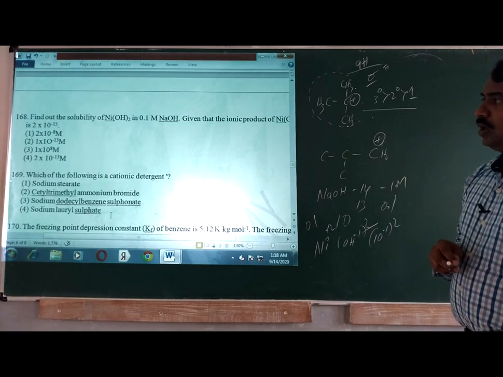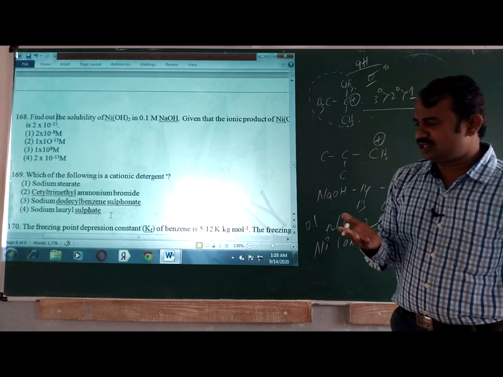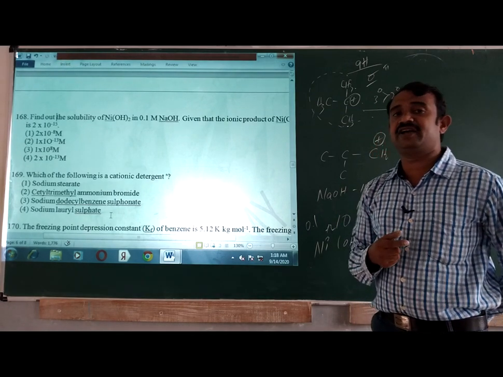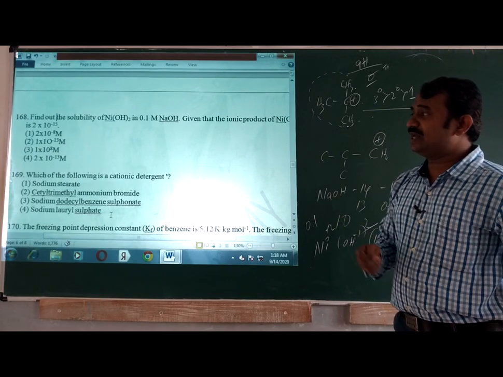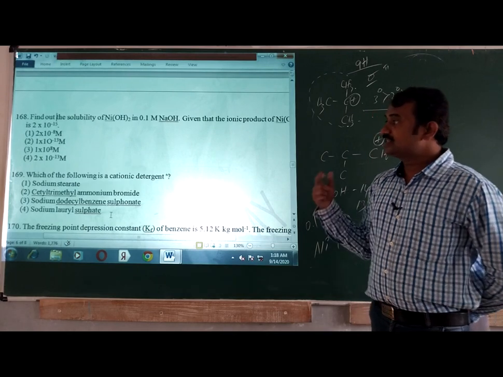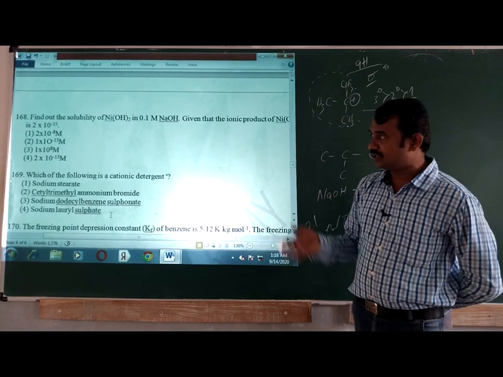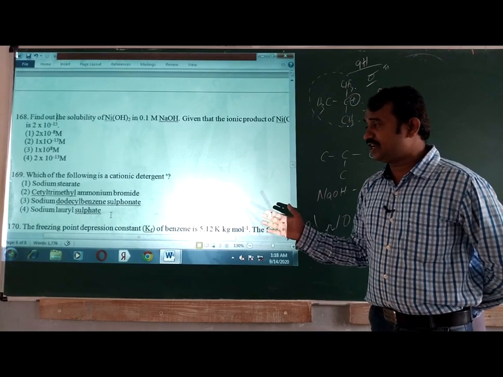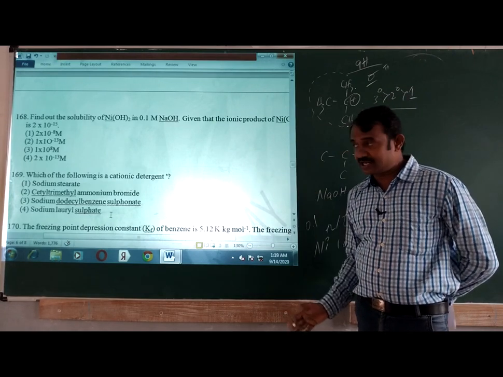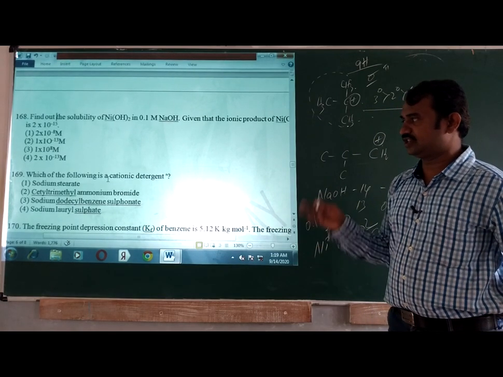Next one. Which of the following is a cationic detergent? We can observe the cationic detergent means CTAB, cetyl trimethyl ammonium bromide. It is a cationic detergent. The first one they are given is sodium stearate. Sodium stearate is not a detergent, that is a soap. Second one, cetyl trimethyl ammonium bromide, is a cationic detergent. Sodium dodecyl benzene sulfate is an anionic detergent. Sodium lauryl sulfate is also an anionic detergent. But here the second one is the cationic detergent.